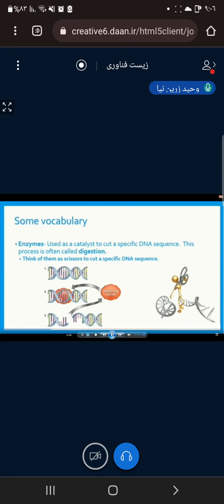There are also enzymes. You might have encountered this term with other biological processes, but here, enzymes act as a catalyst to cut specific DNA sequences. This process of DNA cutting is also called digestion. To help understand how enzymes work, you can think of them as molecular-sized scissors sized to specific DNA codes.